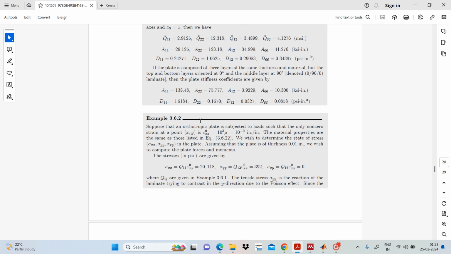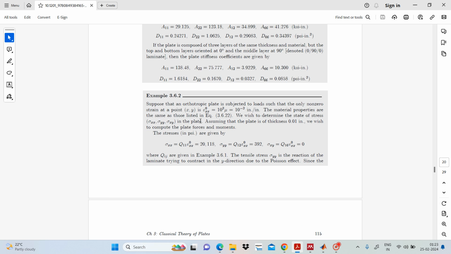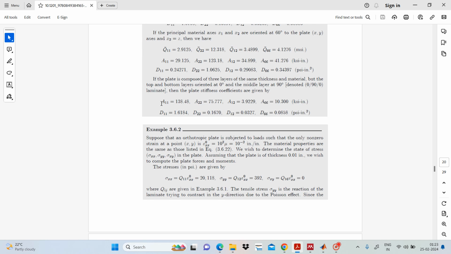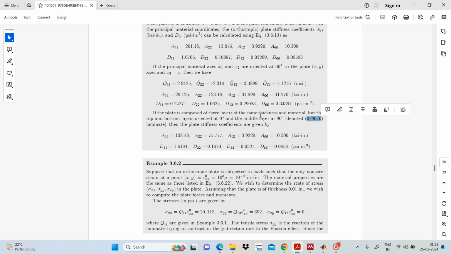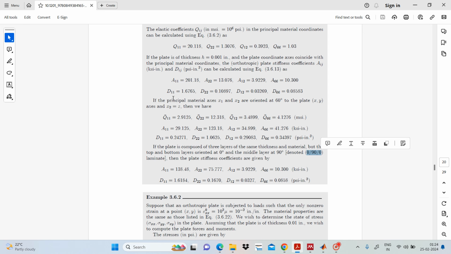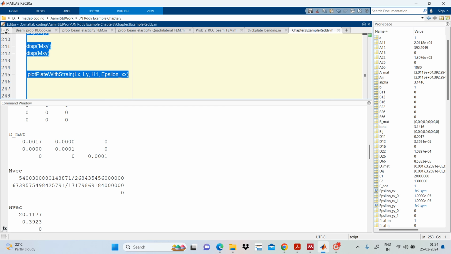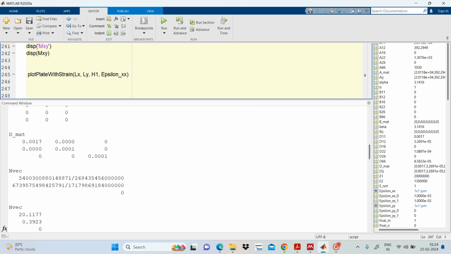Now you can see this A matrix is given for 0, 90, 0 degree, so the number of laminae is changing here. You can change it also, and similarly here it is given for 60 degree. If the laminate is oriented at 60 degree, then what would be the Q value, A value? So we can play with it now. We can have any value and run it. Let us do one thing.